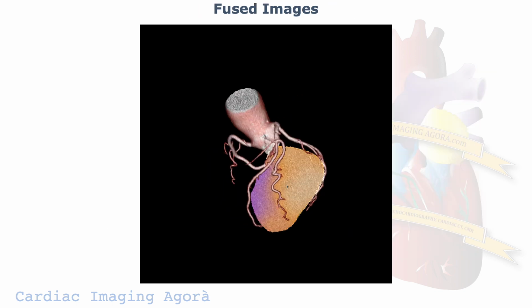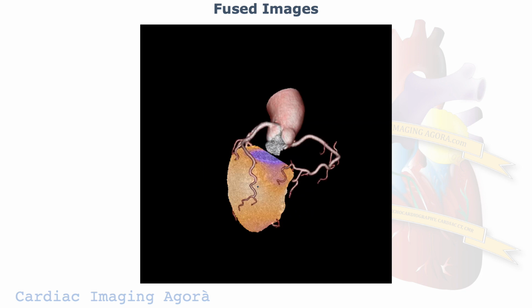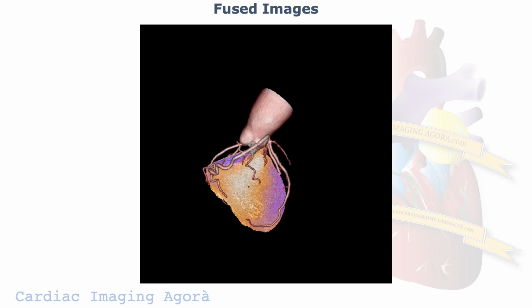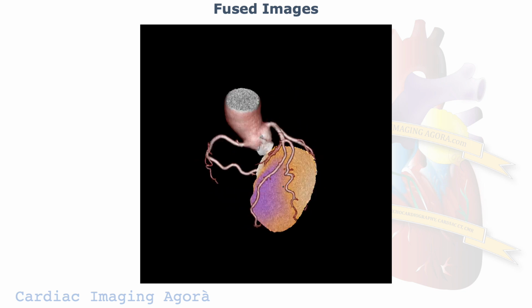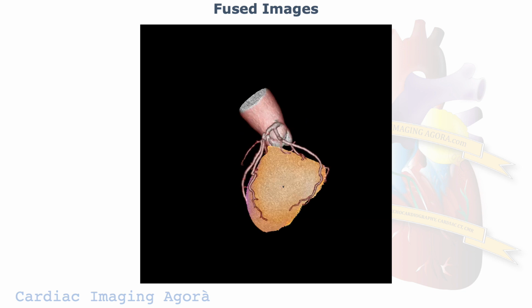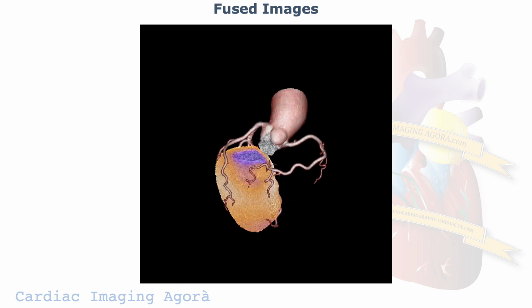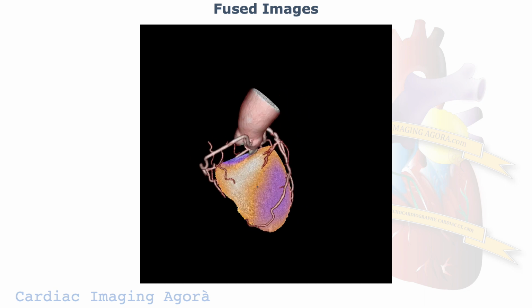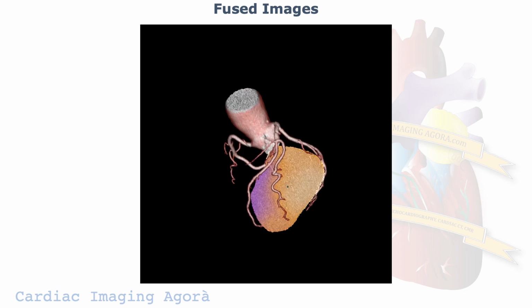And the final result is these beautiful hybrid images that you can present either as snapshots, as rotating images, or as videos. You can zoom in, you can focus on the pathology, on the myocardial perfusion defect and the corresponding artery that subtends this region.